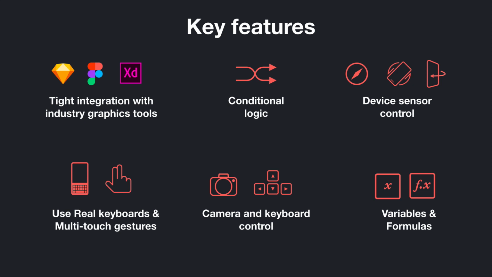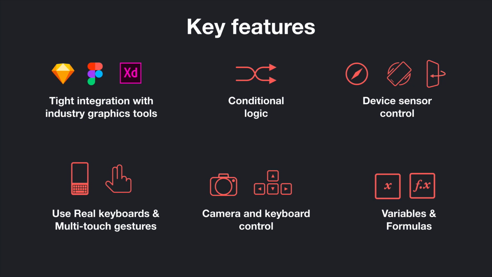Camera and keyboard control are two other things that ProtoPie has as features. You can record the screen from both the front and the back facing camera, and you can also attach interactions to a range of keyboard keys, A to Z, 0 to 9, and some of the specialist keys as well.